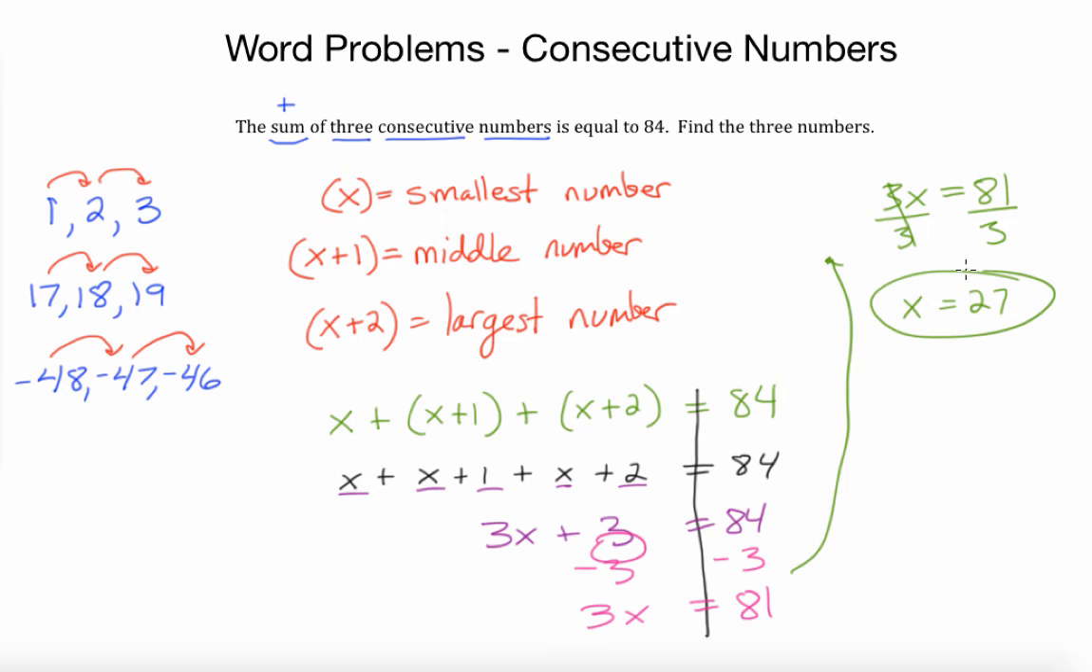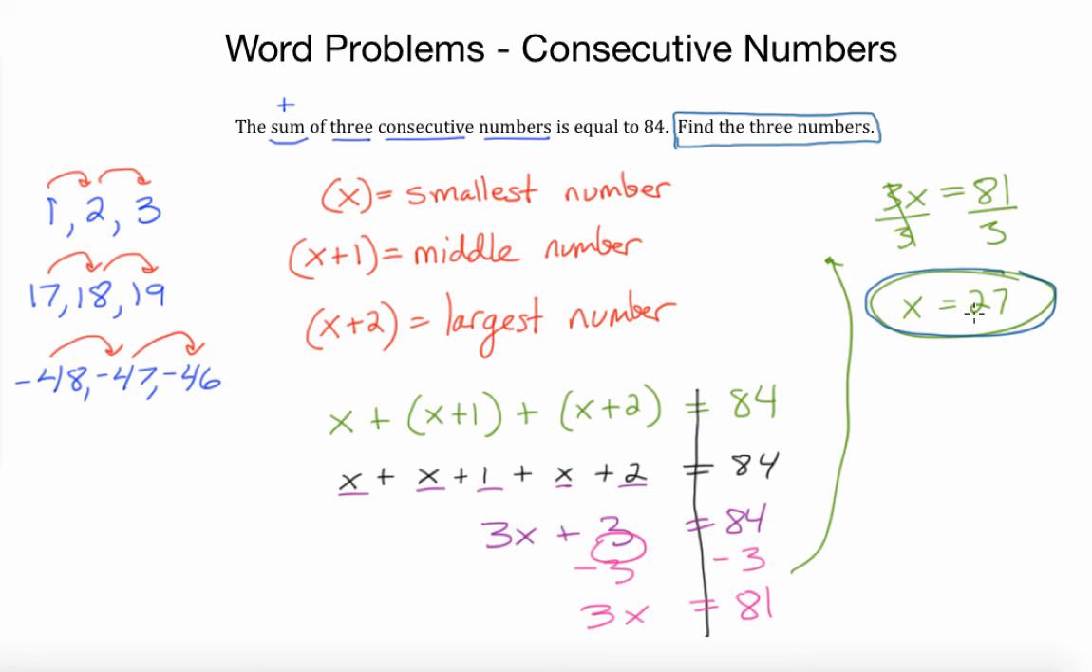Now, actually, I have to pause. I missed a crucial step. Way at the very beginning, I should have underlined and said, okay, this is the question I need to answer: find the three numbers. Because I'll tell you, a common mistake students make is they get to this part, they've done the algebra, they get to x equals 27, they pat themselves on the back, they think they're done, and they really haven't actually answered the problem. I'm supposed to find three numbers. I haven't found three numbers yet. In fact, I haven't even answered the question. All I've done is x equals 27.